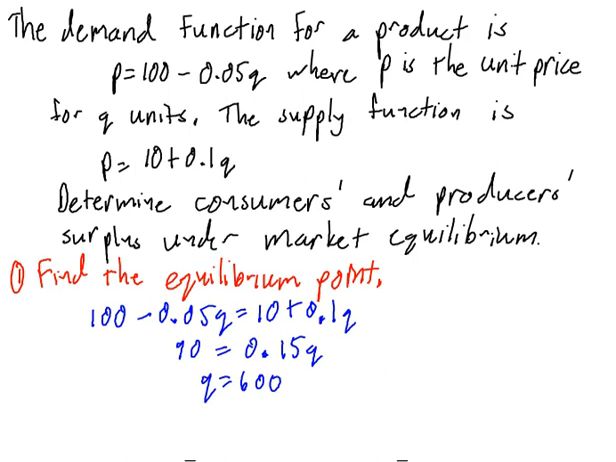To find the price, plug it into either one of the equations because it'll give you the same value. Let's plug it into the supply function. That's 10 plus 0.1 times 600, which equals 70. So the equilibrium price is 70 for the quantity Q equals 600. Next we have to determine the consumer's and producer's surplus.